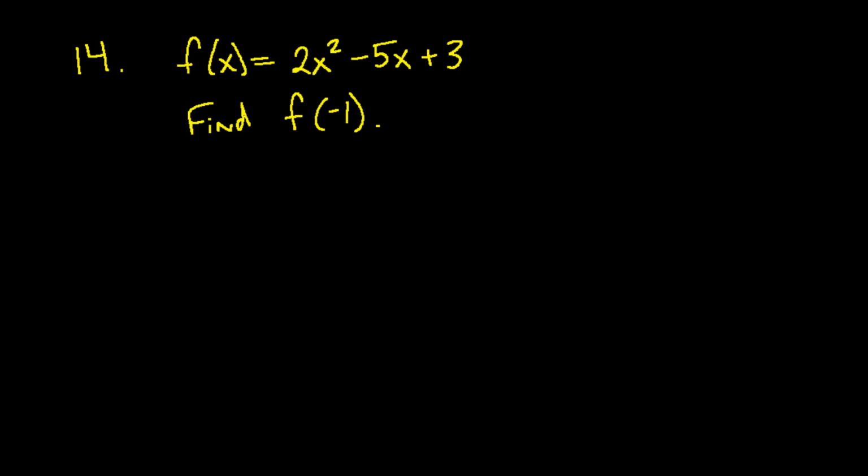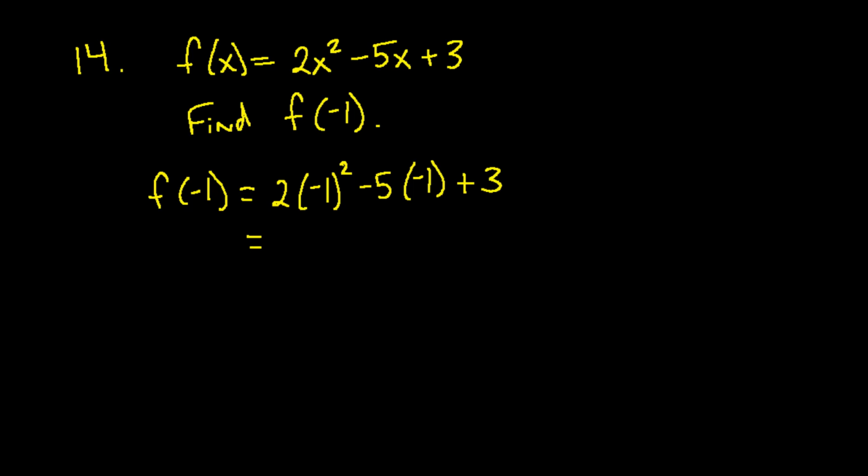For this next problem involving functions, they want us to find f of -1. That means we just need to substitute -1 for x in the function. So f of -1 equals 2 times parentheses -1 squared minus 5 times parentheses -1 plus 3. So we'll square the negative first to get +1. And -5 times -1 is +5. So we get 2 plus 5 plus 3. So f of -1 equals 10.